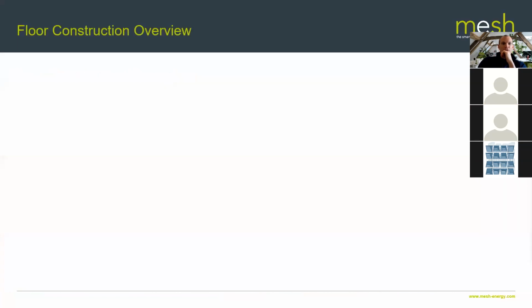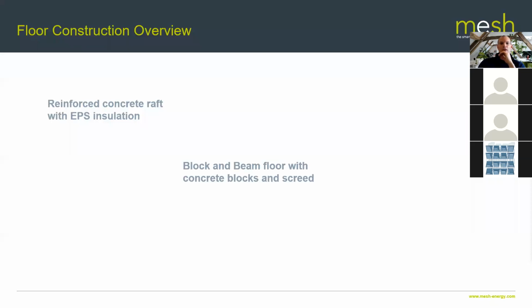And then finishing up with floor construction, we've got three different constructions here. We've got a reinforced concrete raft with EPS insulation. We've got block and beam floor with concrete blocks and screed. And then we've got a block and beam floor with EPS infill blocks and a recycled screed.